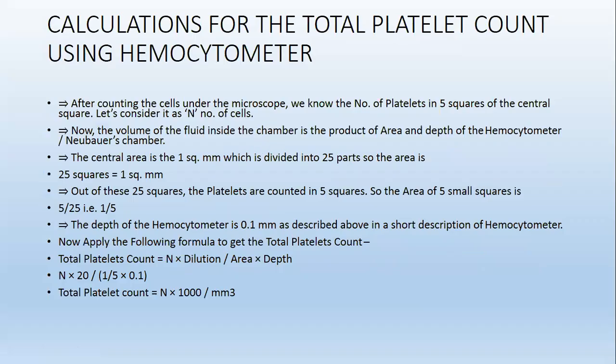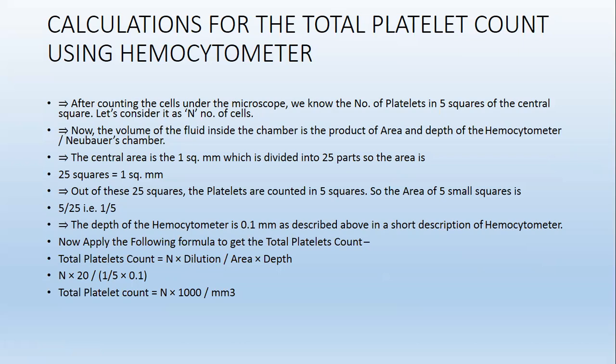Calculation for the total platelet count. After counting the cells under the microscope, we know the number of platelets in 5 squares of the central square. Let's consider it as n number of cells. Now the volume of the fluid inside the chamber is the product of area and depth of Neubauer's chamber. The central area is 1 square mm, which is divided into 25 parts.